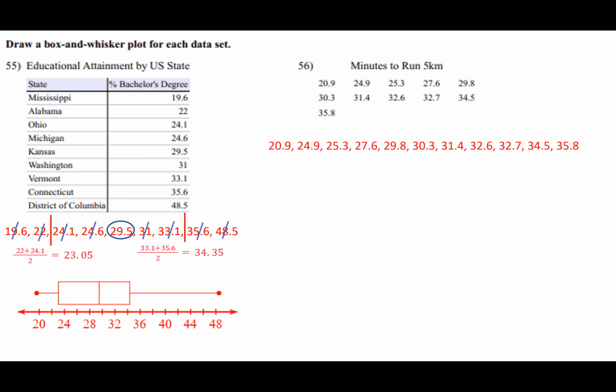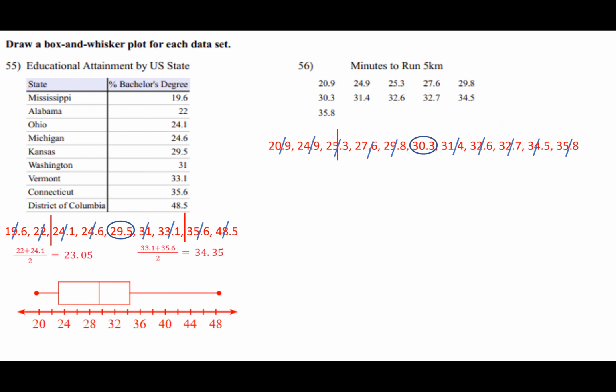Okay, now looking at question number 56. Let me list my numbers from small to large. Let me find the median. Let me cancel the smallest number and the largest number, and again, again, again, and again. My median is 30.3. Now to the left of my median, there's 5 numbers. So I'm gonna say right in the middle is 25.3. That's my lower quartile.